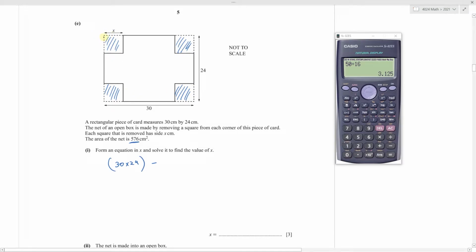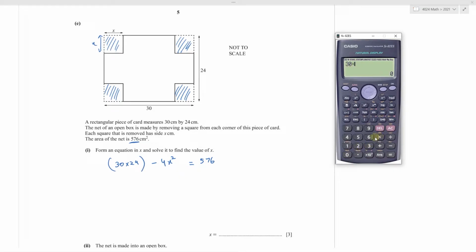So this is x, this is also x, since you're told that this is a square, so all four sides of the square are the same. So the area of one of these squares is x square, and there are four such squares. So the total area of the four squares will be 4 times x square. This is the area of the net, which equals 576. Now you have this equation. Now let's solve for x.